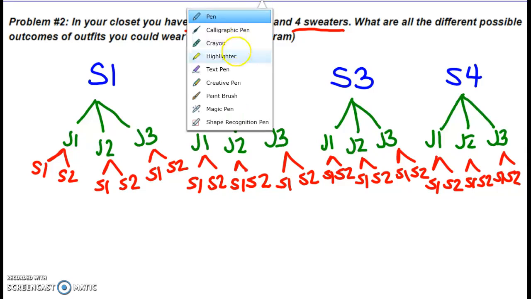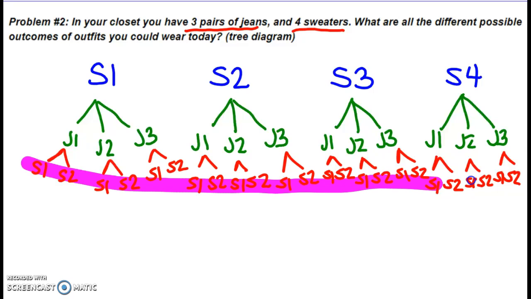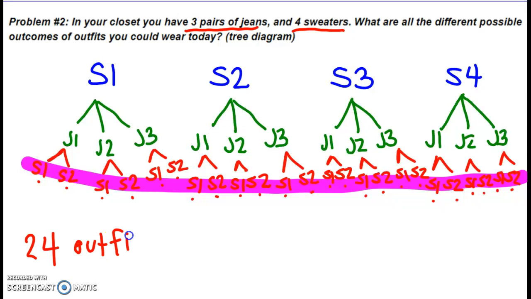And so if you now want to determine the total amount of outcomes you have, again, we're looking at this bottom branch where all of these scarves are listed and counting them all up to determine all of the possible outfits. So we have 1, 2, 3, 4, 5, 6, 7, 8, 9, 10, 11, 12, 13, 14, 15, 16, 17, 18, 19, 20, 21, 22, 23. We now have 24 outfit combinations because we added those 2 scarves into the mix.